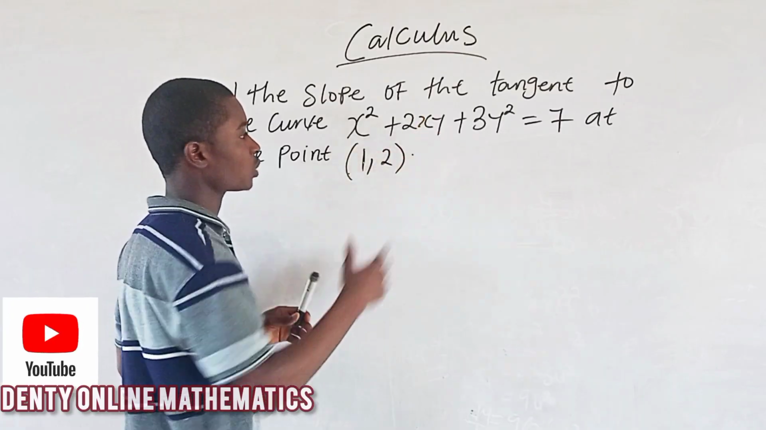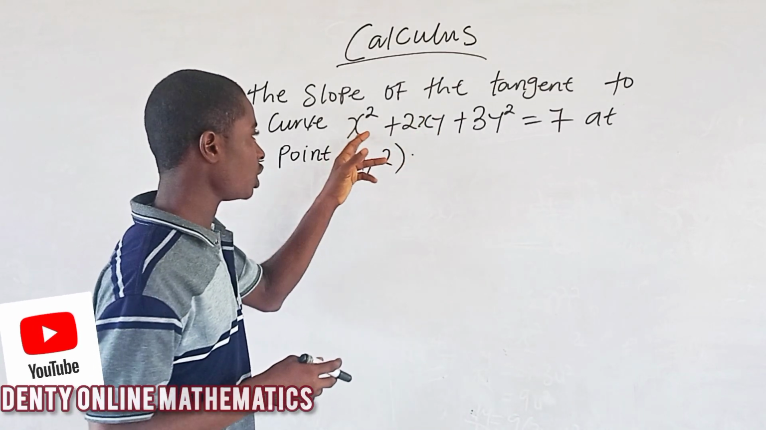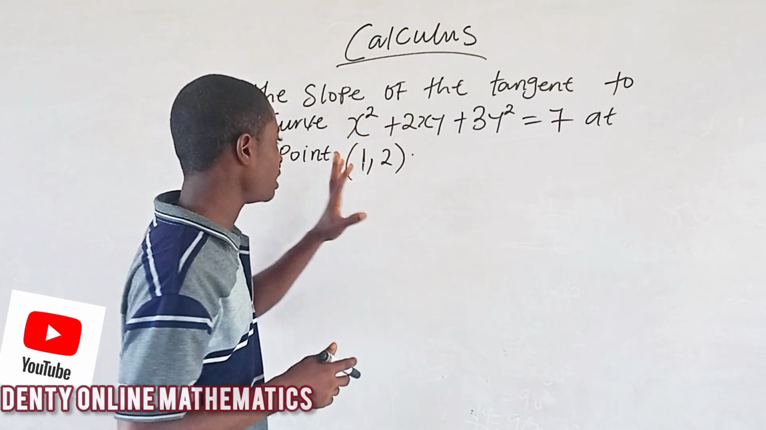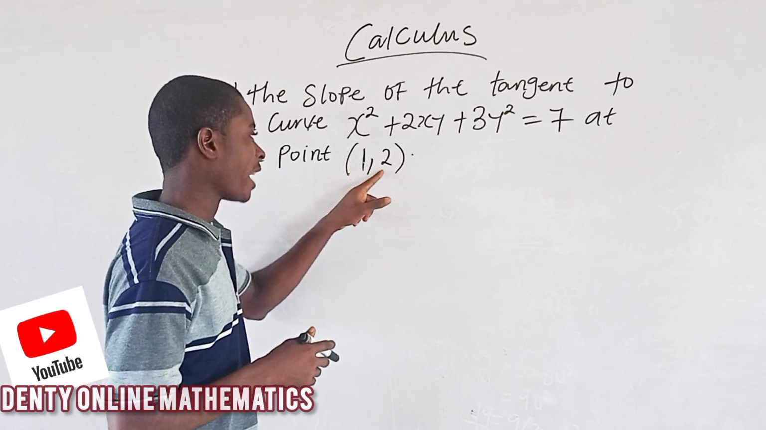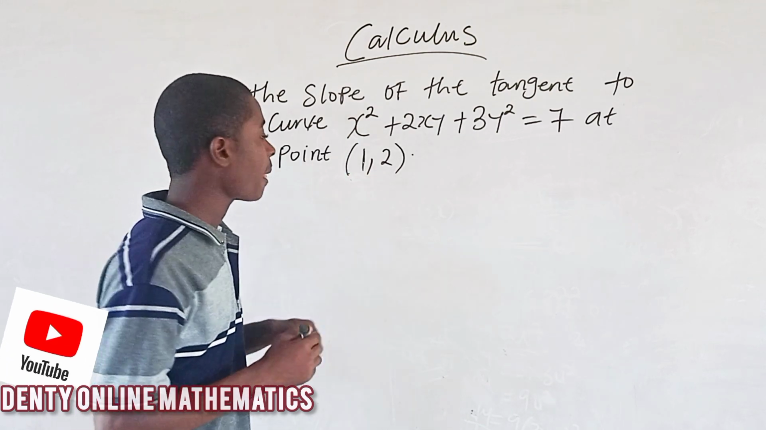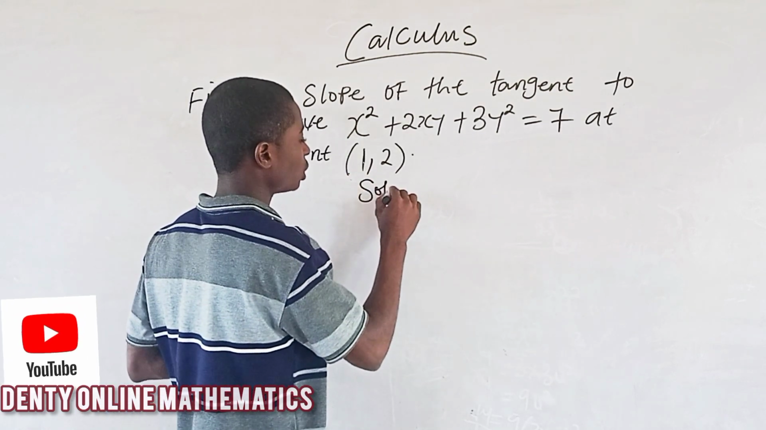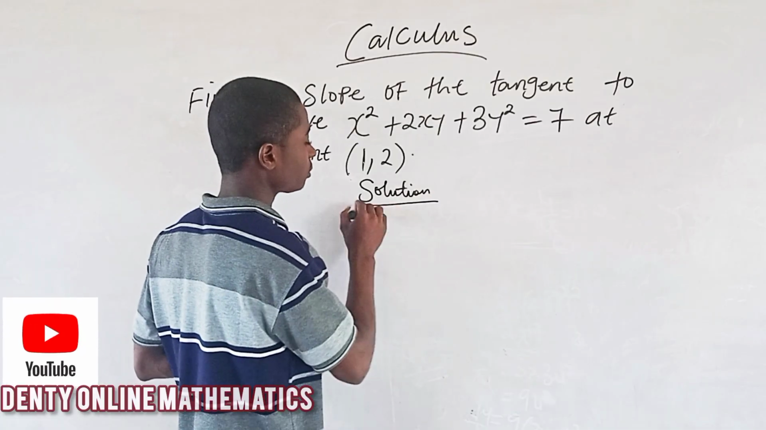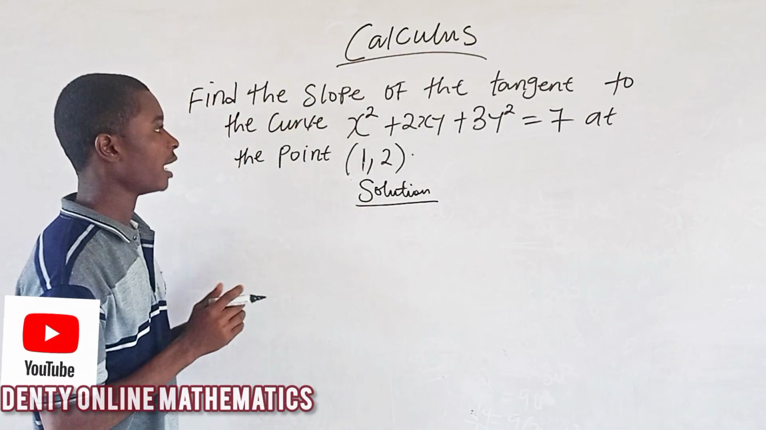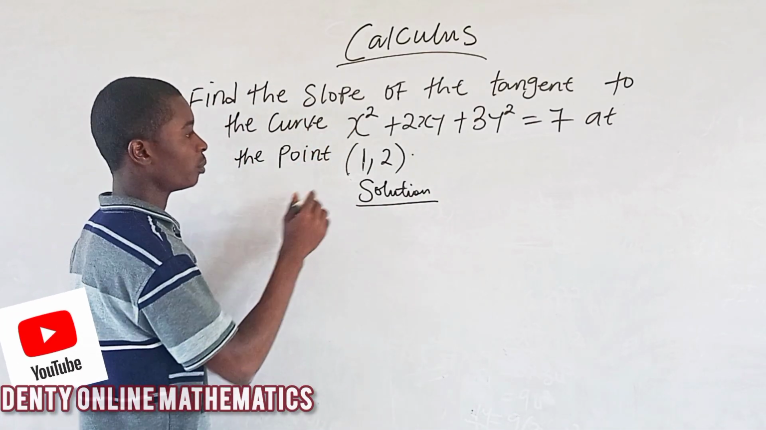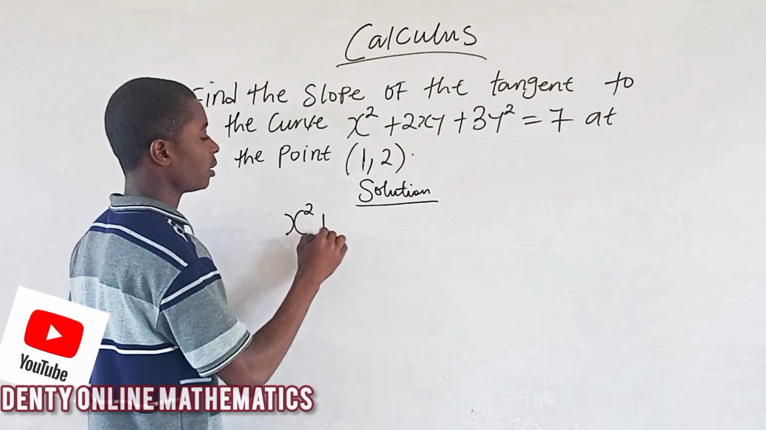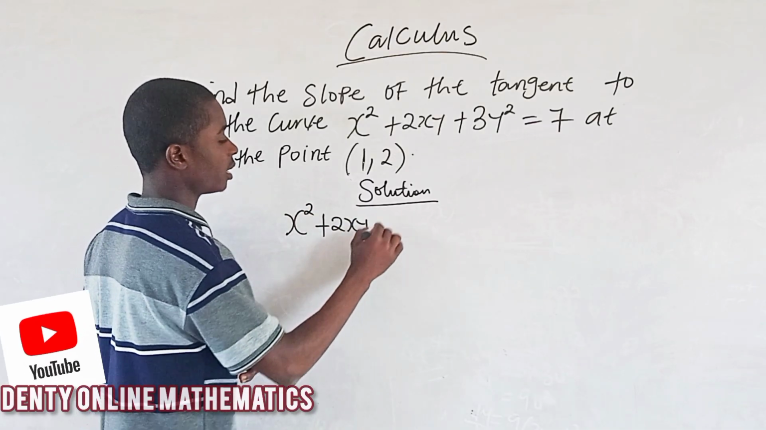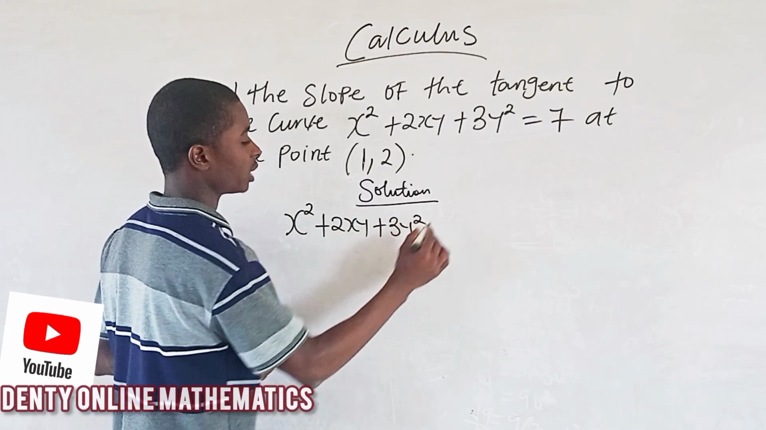x squared plus 2xy. This is the equation of the curve, at the point x will be 1 and y is 2 by coordinate geometry. Now, let me bring out the solution so we can start. Now, let's look at what we have. We have x squared plus 2xy plus 3y squared.